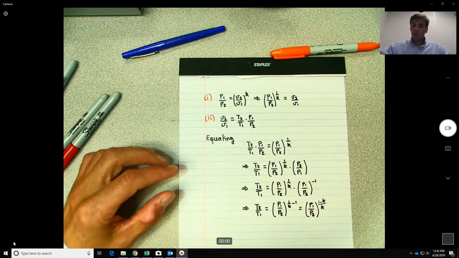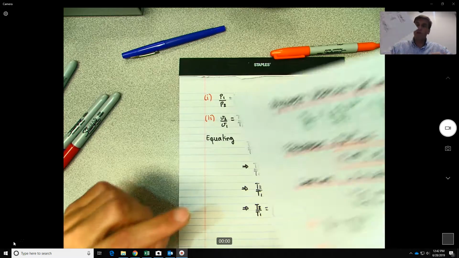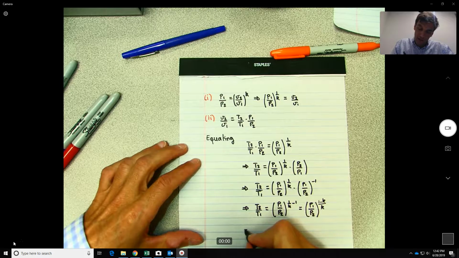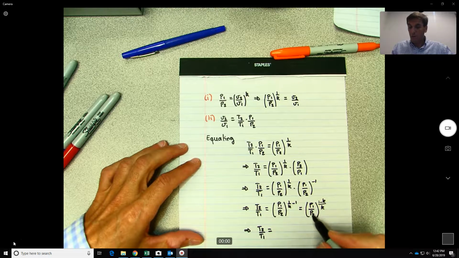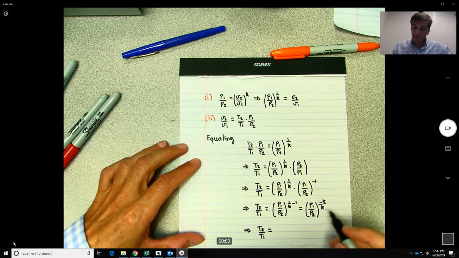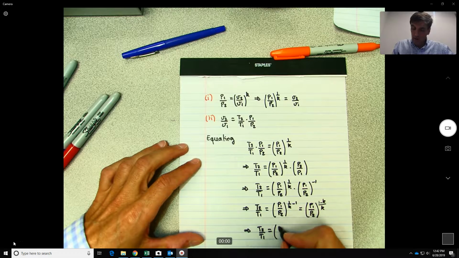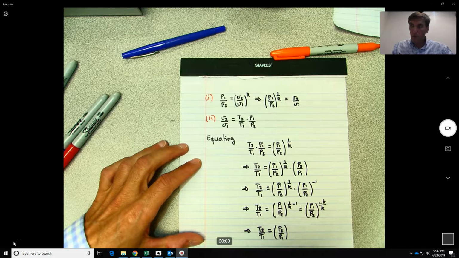So let's see, is that the expression we needed to find? No, they have P2 over P1. Okay. Alright, so basically this is actually the same thing. So T2 over T1, if we reverse the order over here, this would be equal to P2 over P1 to, we need to reverse the sign over here, K minus 1 over K.